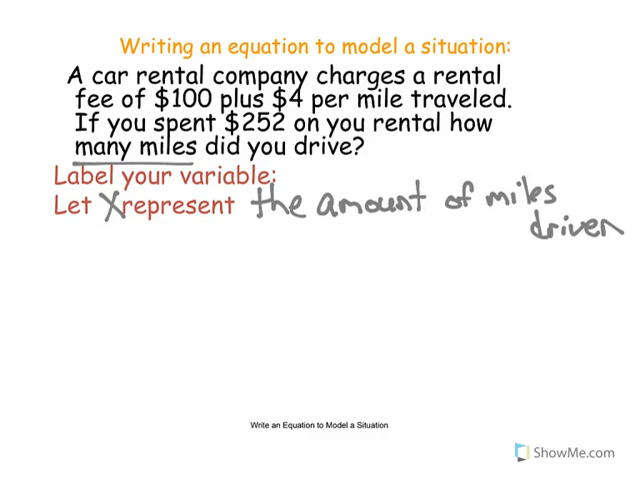So how much money did we spend? Well, we spent $100 on the car, plus we spent $4 per mile, and we drove X miles. That's my equation. So if we add negative 100, we get 4X equals 152, which is going to give us, I believe, X is 38. And you'd write your sentence: the amount of miles driven was 38 miles.